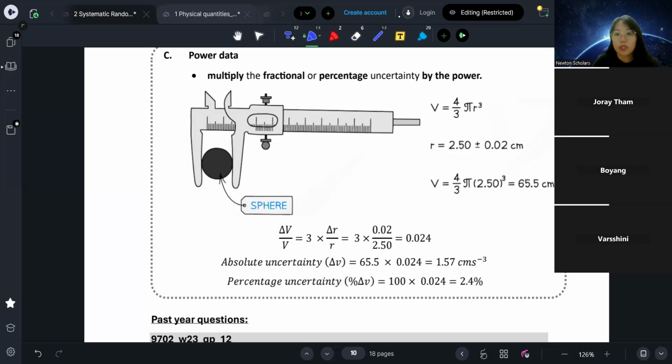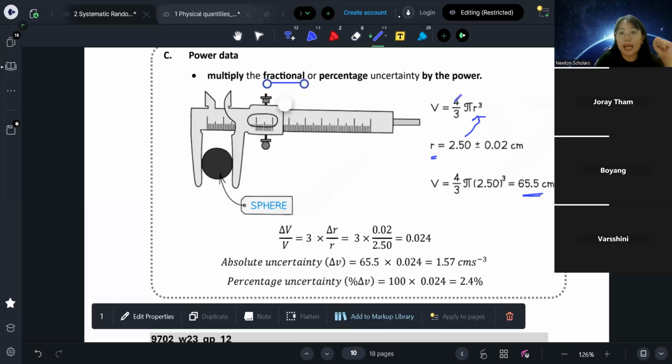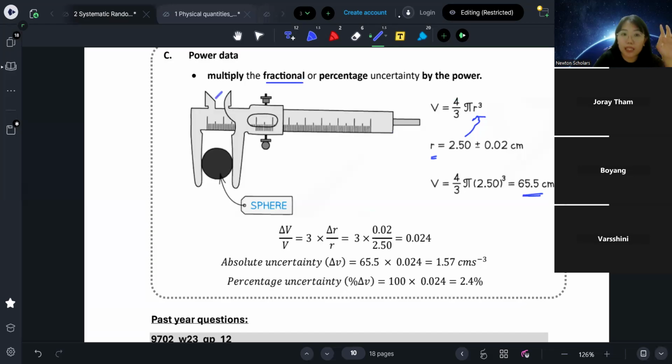Okay, so this is the data for the radius. This is the volume. They calculate the volume by substituting the r into the formula, so they get the real reading for the volume. Then, we need to find the fraction. For me, I always find the fraction first. Then, because r is to the power of 3, I will multiply this fraction with the power.